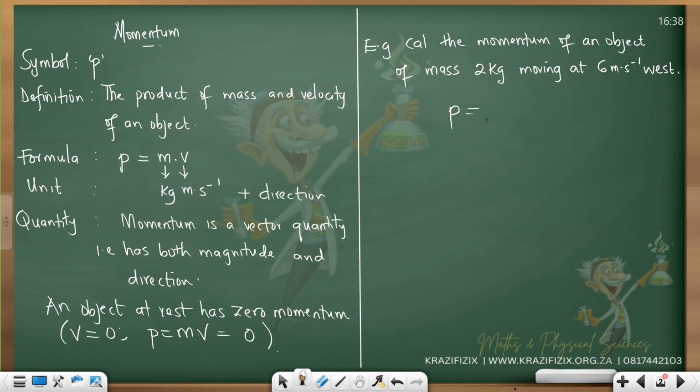Okay, now, I think this is very straightforward. mv, 2 multiplied by what? 6. 12. Mass is what? Kilogram. Velocity is meters per second west. I hope that makes sense.